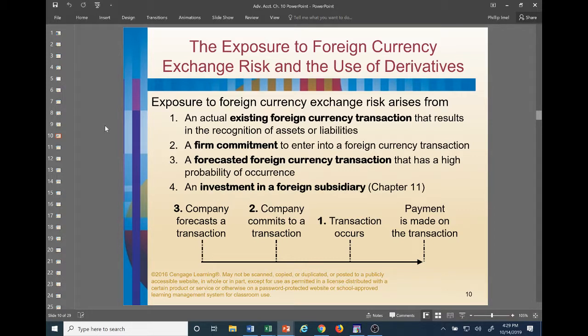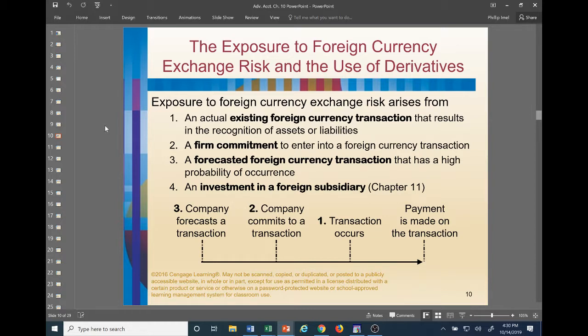The exposure to foreign currency exchange risk and the use of derivatives. Companies may be exposed to foreign currency exchange risk in several situations, including the following. An actual existing foreign currency transaction that results in the recognition of assets or liabilities. As previously illustrated, the risk to be hedged against is the risk that the exchange rates may change between the transaction date and the settlement date.